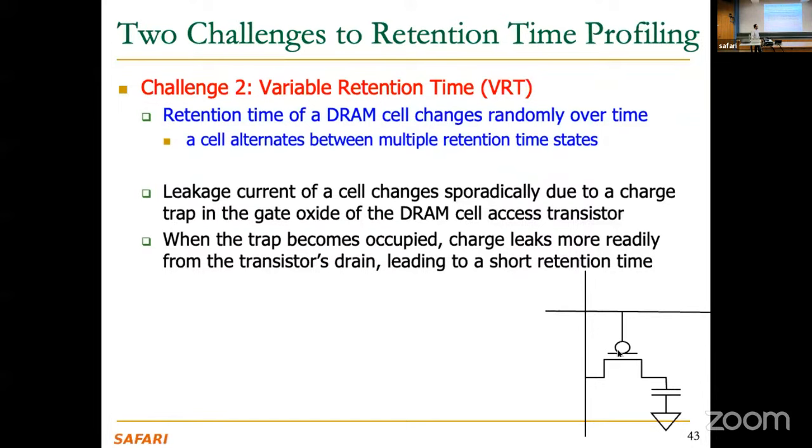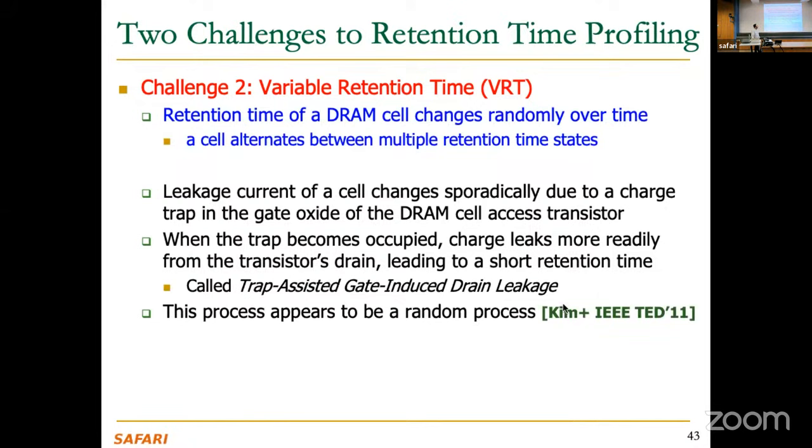Basically, the theory is that you activate this row, and then you have some electrons trapped in the gate oxide of this transistor. So this transistor does not turn off completely, and as a result you keep losing charge from here, or from other leakage paths as well. The trap can happen anywhere in theory. When the trap becomes occupied, charge leaks more readily from the transistor, and as a result you have a short retention time. This is called trap-assisted gate-induced drain leakage, and this process appears to be a random process. It's explored in this paper. You can go check it.